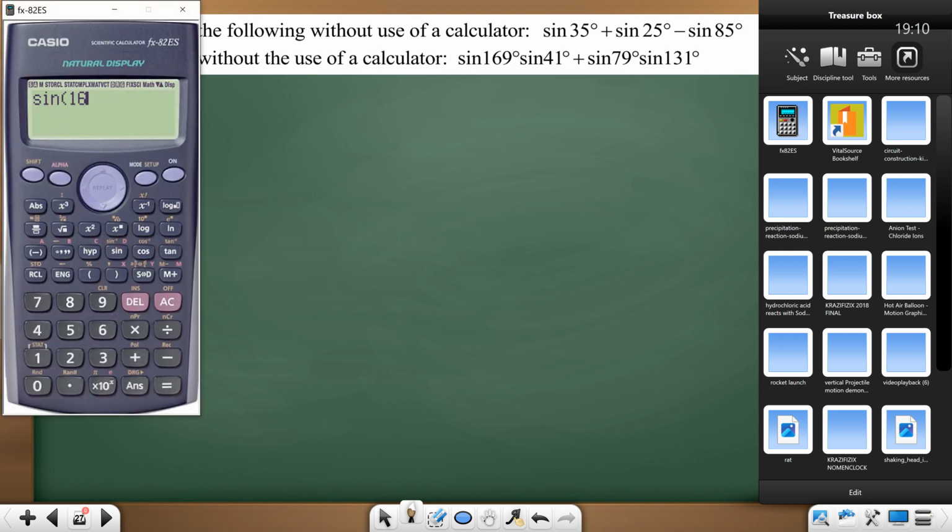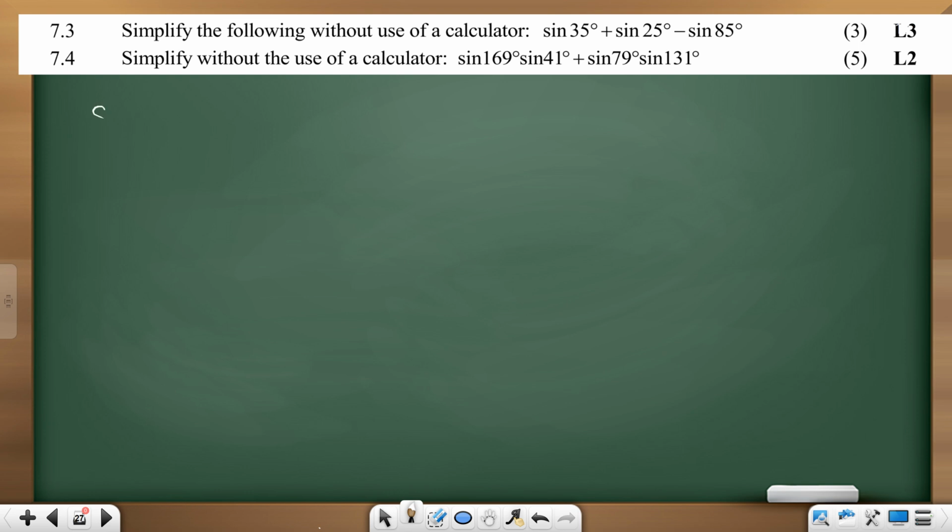Sine 169 equals to, what do you press? Shift, sine, and some of you are stubborn. You don't want to learn this thing. Ta-da, I'm done. Sine 11. Huh? Hello? Sir, can you please repeat that? Welcome to the crazy physics world. That's how we reduce. We cheat.